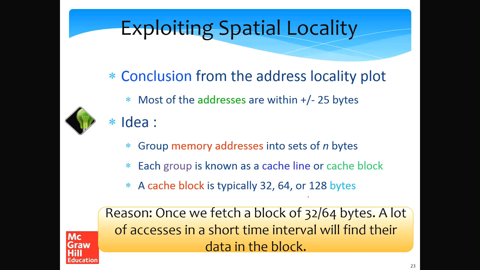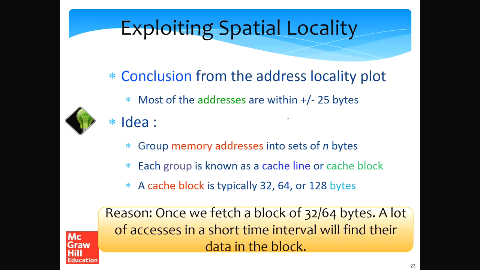So what is the reason for creating these larger blocks of bytes? The reason is as follows: once we fetch a block of 32 or 64 bytes, because of a very short address distance and because of high spatial locality, a lot of accesses in a short time interval will fall within the block, right? So it'll fall within the address range of the block, or a lot of accesses will find their data in the block itself.